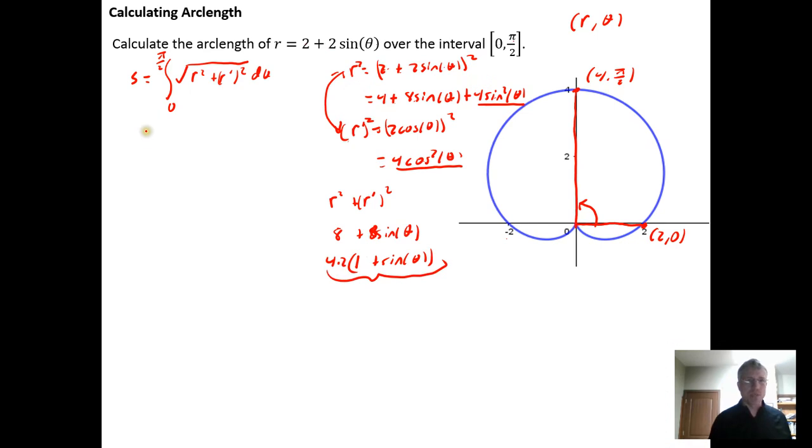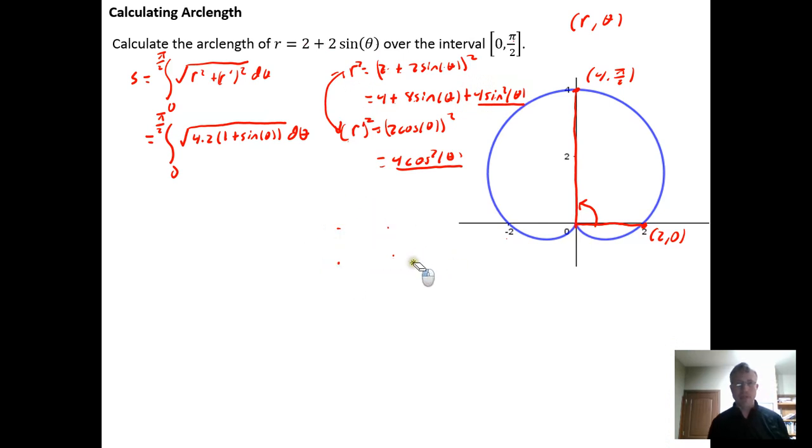That's just doing some scratch work. So this equals the integral from 0 to pi over 2 of the square root of 4 times 2 times 1 plus the sine of theta, d theta. I'm going to erase my scratch work here to give myself a little room down here. You wouldn't want to have to drag that integral along with you.